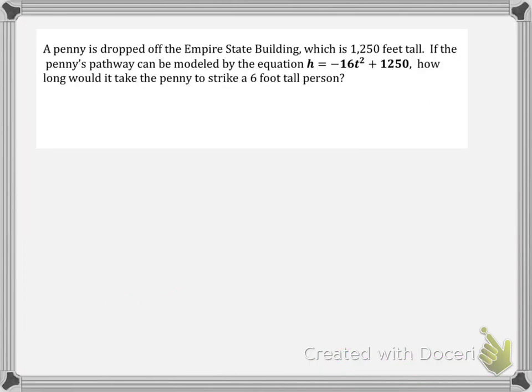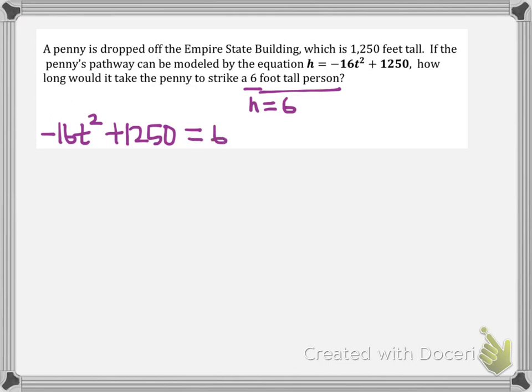All right, let's do another one. A penny is dropped from the Empire State Building, which is 1,250 feet tall. If the penny's pathway can be modeled by the equation h equals negative 16t squared plus 1250, how long would it take the penny to strike a 6-foot tall person? So that means that my h is going to be equal to 6. Okay, so that means I'm going to say negative 16t squared plus 1250 is going to be equal to 6. So when I'm saying how long, that means I'm looking for t.